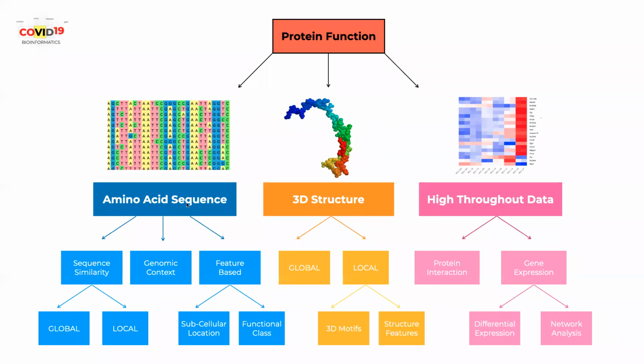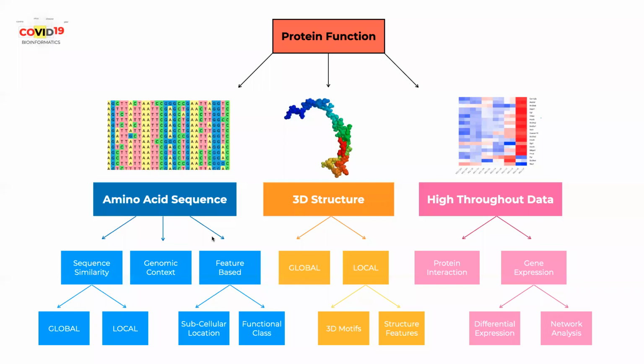One is the amino acid sequence. The amino acid sequence can reveal sequence similarity. For example, it could have a very closely associated known sequence that we already know what it does. It can have genomic context, for example, what typical positions it has. Is it in the beginning? Is it at the end? Does it have this feature or that feature? And it has feature-based information, for example, where it's typically found in subcellular location or a functional class. So these are some of the tools that we have to analyze amino acid sequences based on just the sequence of amino acids.